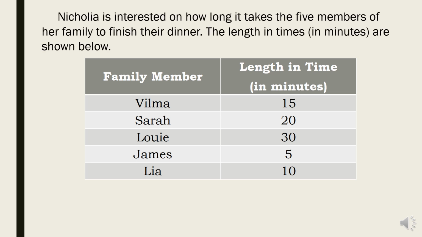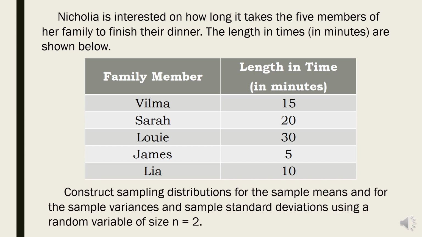Now, let us create a problem using this given data. Nicolaya is interested in how long it takes the 5 members of her family to finish their dinner. The length of time, in minutes, is shown below. Construct sampling distributions for the sample means, sample variances and sample standard deviation using a random variable of size n equal to 2.